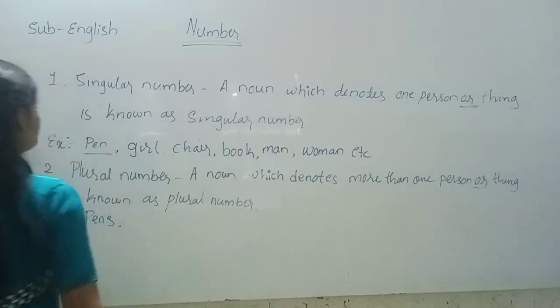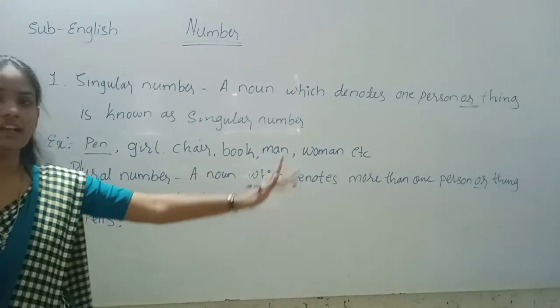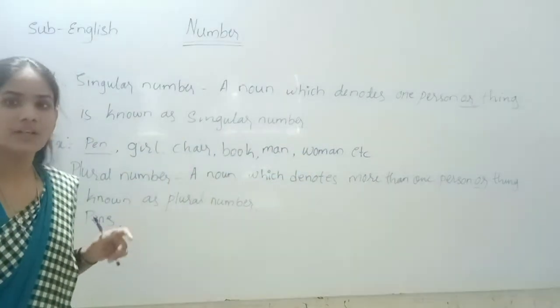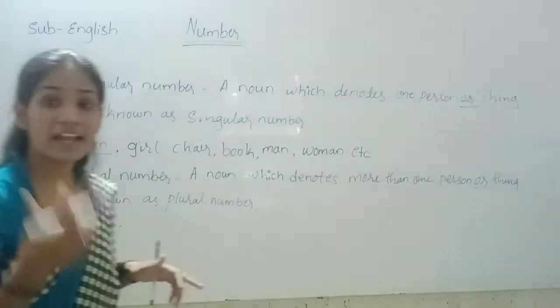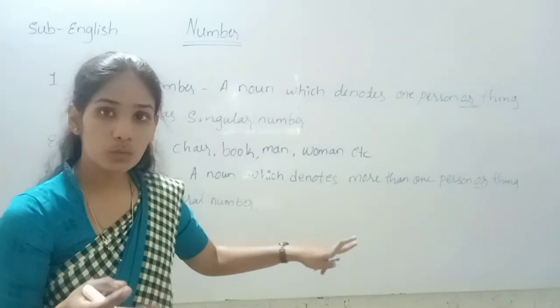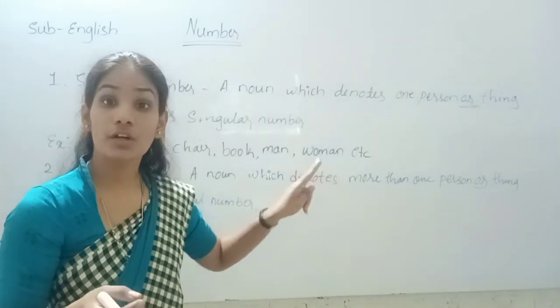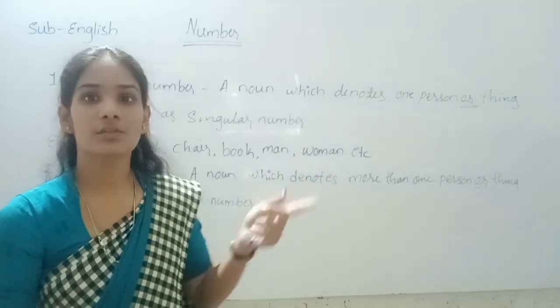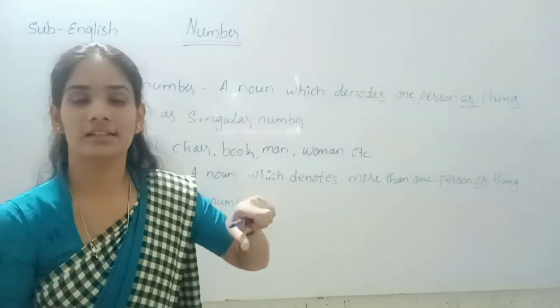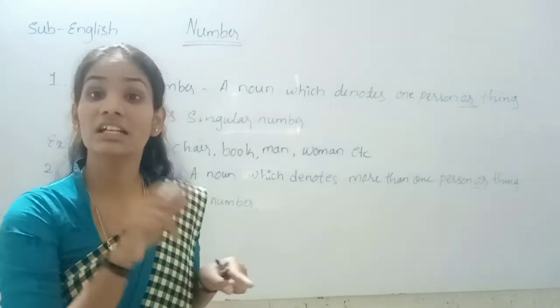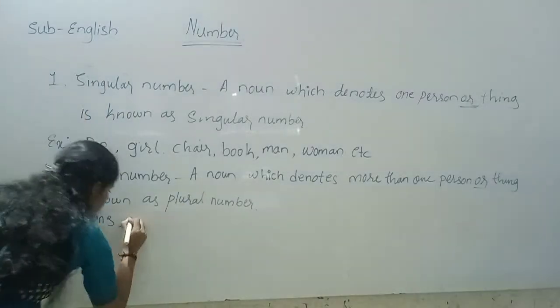Girl. Suppose two girls are standing here. More than one is there, so for the two girls I have used the word girls. The plural form of girl is girls.